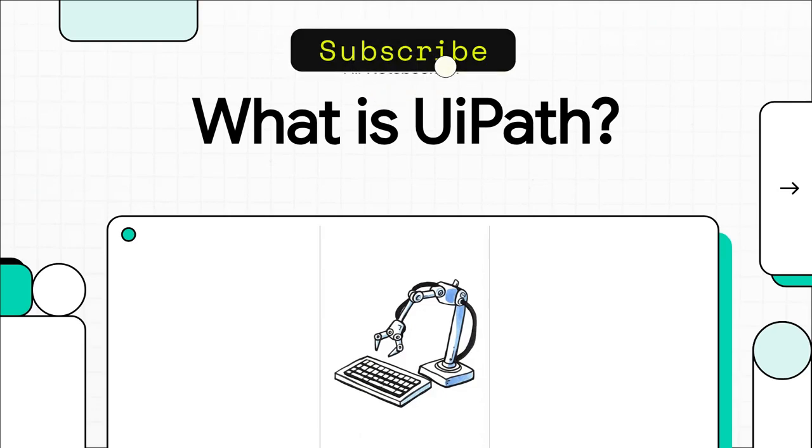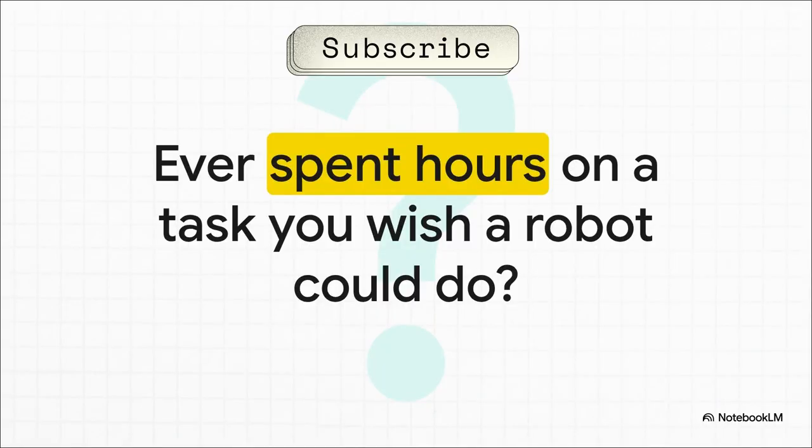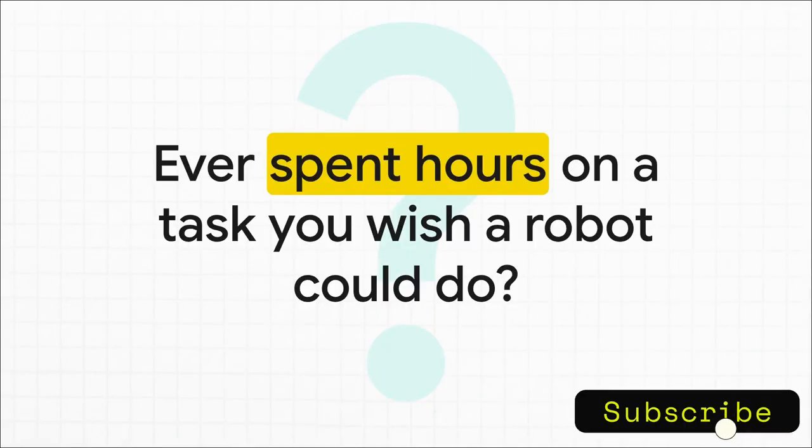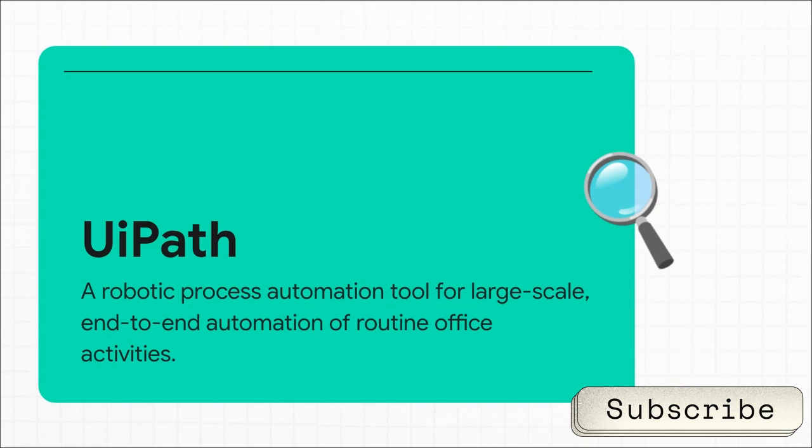All right, let's kick off today's explainer by talking about a hidden workforce that's completely changing how business is run. We're not talking about people, though. We're talking about software. Specifically, we're diving into UiPath. You know the feeling, right? You're stuck at your desk, just mind-numbingly copying data from one spreadsheet to another, or filling out the same form for the 100th time. And that little voice in your head just keeps saying, a robot should be doing this. Well, guess what? It can. And that's exactly where UiPath comes in.